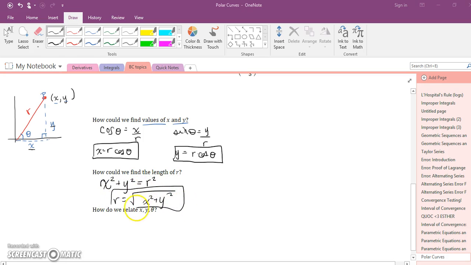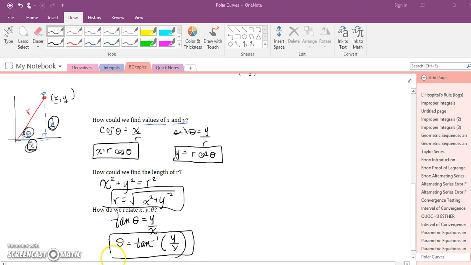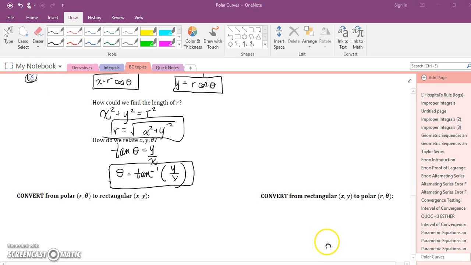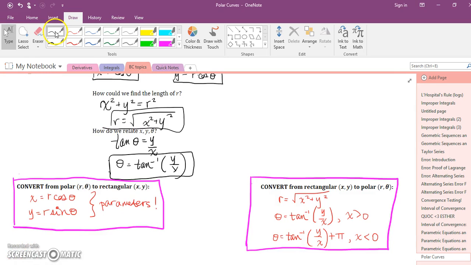And if I want a formula that relates x, y, and theta, you want to think, okay, what trig formula relates the opposite and the adjacent? Well, that would be tangent. Tangent of theta is y over x. And if you wanted to solve for theta, you would do tangent inverse of each side. And you would get that. So that's what you're going to actually use to convert. If you can remember those 4, you've done all these things before. It's just a matter of knowing when to use them now. That's how you're going to convert.